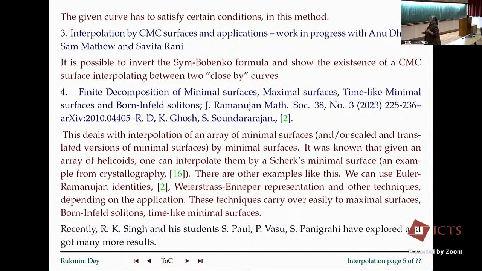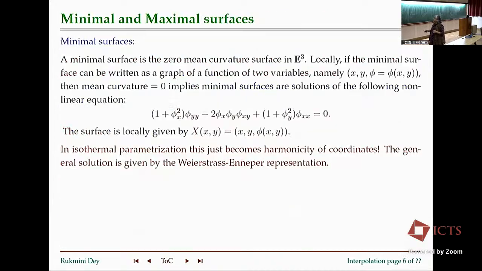We can also use Euler-Ramanujan identities sometimes. Sometimes we are lucky we can get this kind of structure. And then the Weierstrass-Enneper representation and other techniques depending on the application. These techniques carry over easily to maximal surfaces, Born-Infeld solitons. I told you Born-Infeld solitons can also be thought of as CMC in a certain sense on time-like planes. So Born-Infeld solitons and time-like minimal surfaces. And recently, Rahul and his collaborators, students, Shubham, Priyank, and Siddharth have explored this and got many more results.